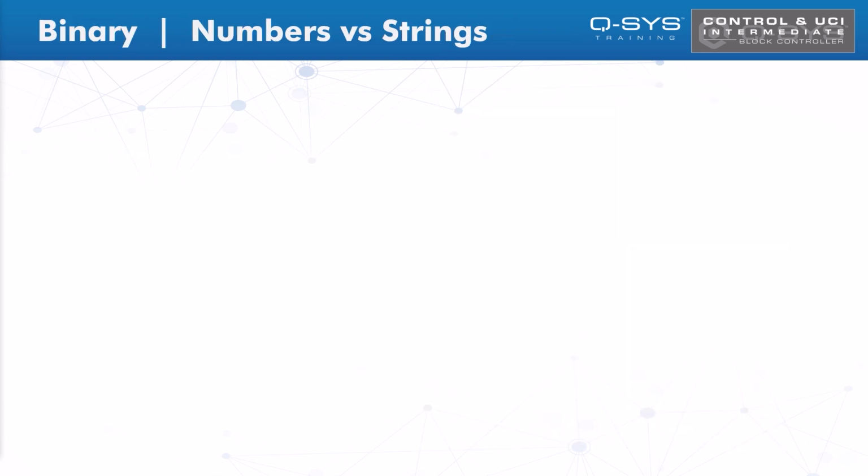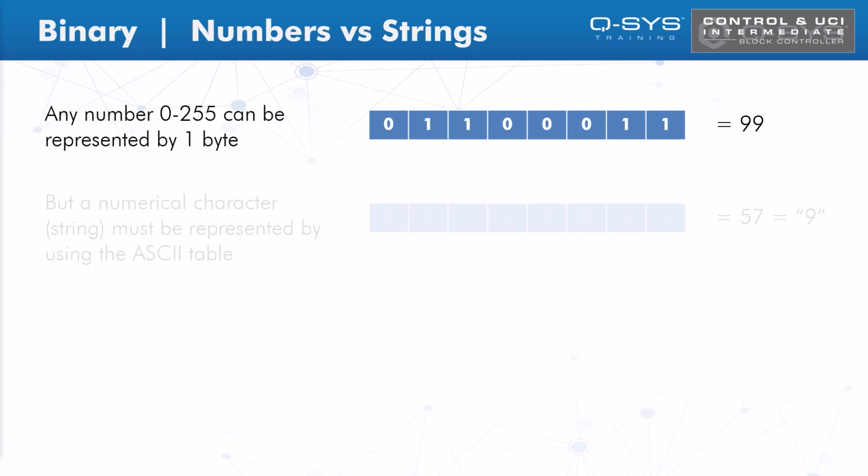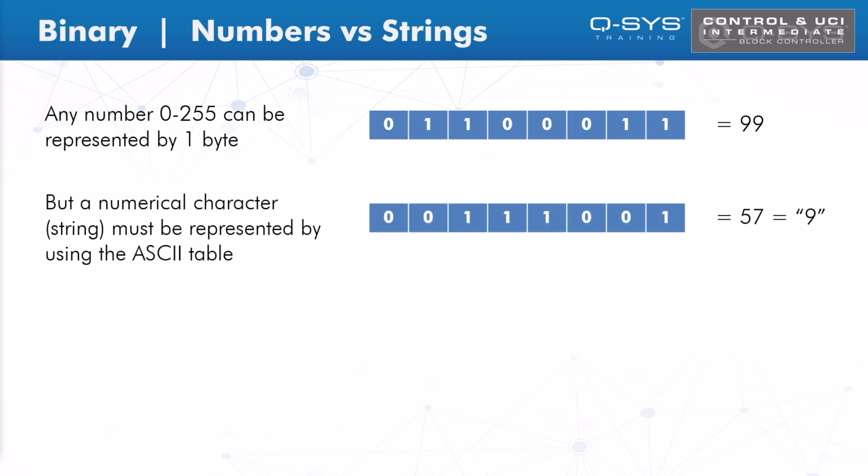If we showed you this one already, 011000 equals 99. Well, if you wanted to show the string of 99, that's different than the number of 99. In order to get the string of 9, you need that entry number 57. So you're going to input 001111001, which translates into the number 57, throw that into the ASCII table, and you pull out the character 9.